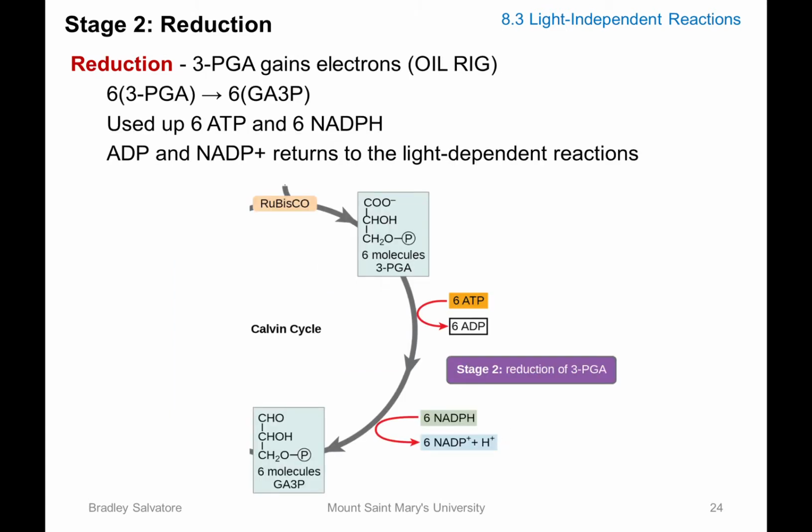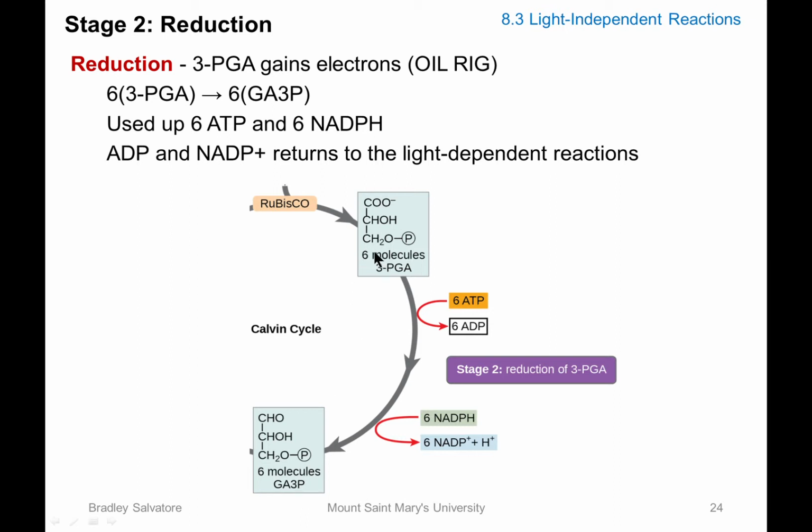In stage number 2, we have the reduction of 3-PGA. Again, OIL RIG: oxidation is losing electrons, while reduction is gaining electrons. So our 3-PGA molecules will actually gain electrons from this step and get more energy from this step. So you're using up ATP and NADPH from the light-dependent reaction in order to generate G3P. This is an important molecule. It is actually a sugar precursor.